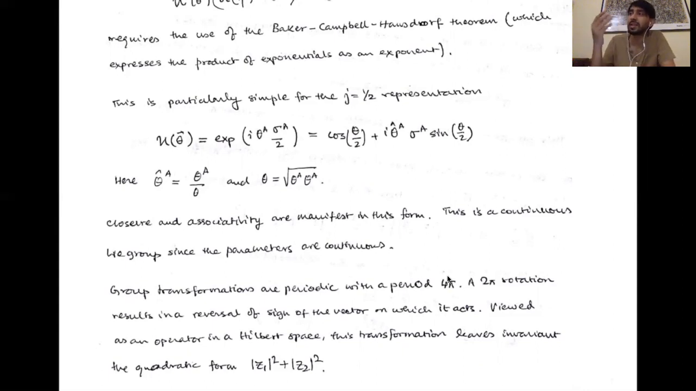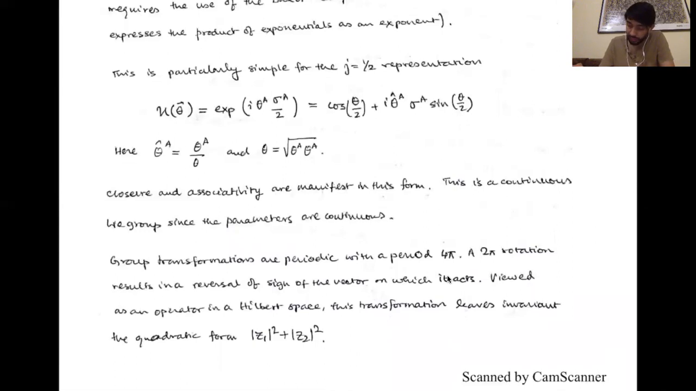physics, if you wish. So we will see this a little more clearly when we are looking at trying to understand the Poincare algebra at the end of this part of the course when we are looking at group theory. But this is something that you want to keep in mind. So when you are looking at this defining J equal to half representation, you see this very clearly. The group transformations are periodic with a period 4 pi.